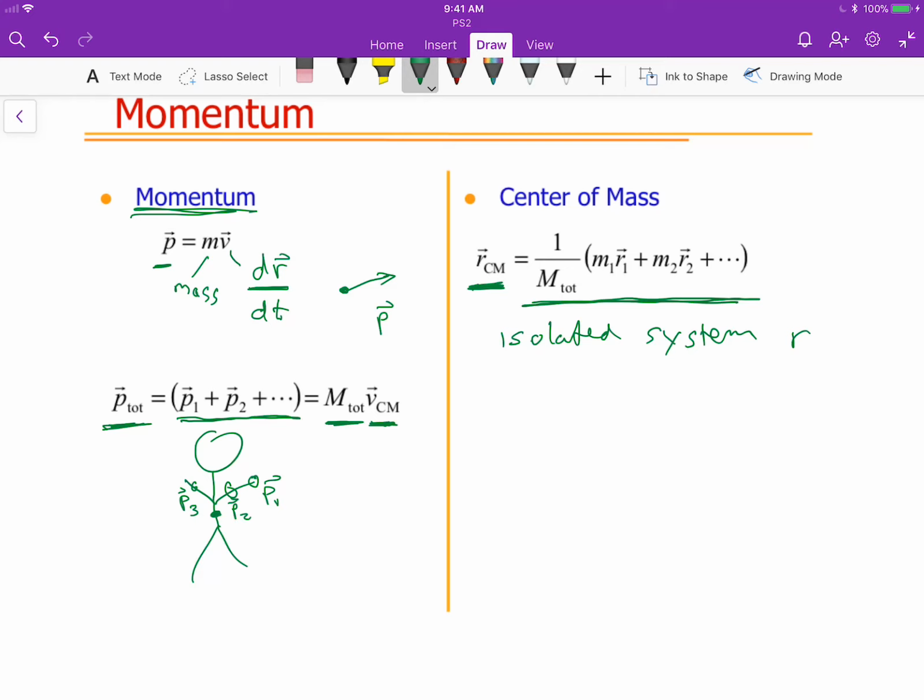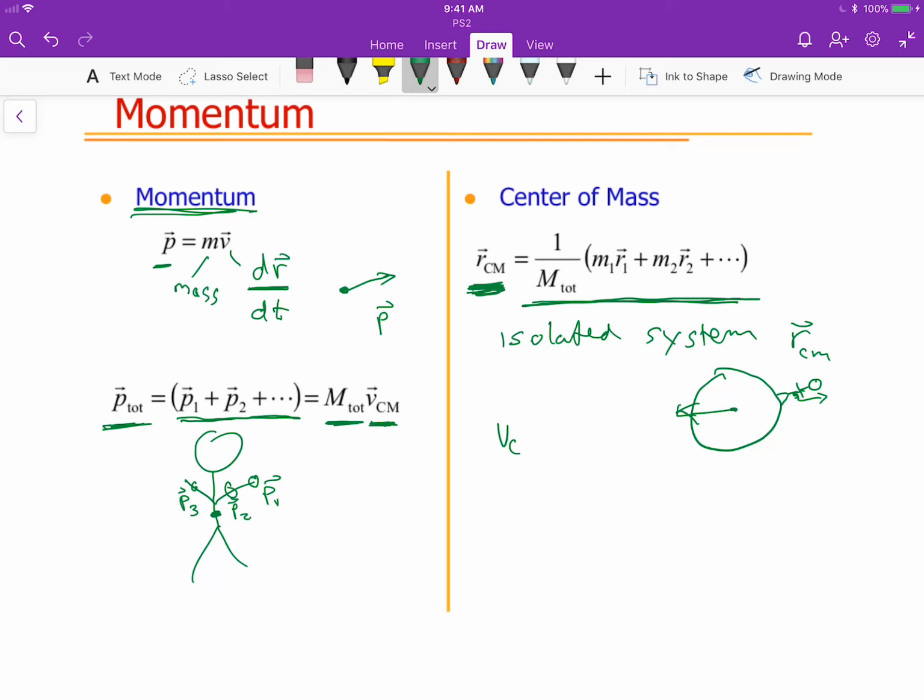We know that r cm doesn't change, and we had, for example, this problem with the Earth, and there was some person on it, and they jumped up, and then the Earth would move down, and the person, their center of mass would move up. Based on how much the person moved, we could figure out how much the Earth moved, just because we knew the center of mass stayed the same. So that's one way we used it.